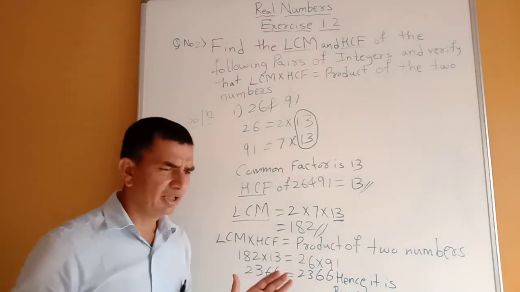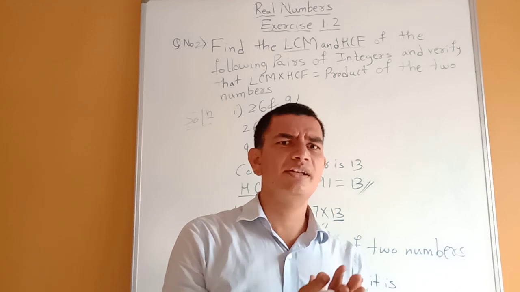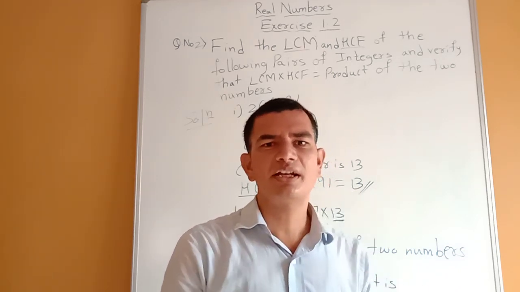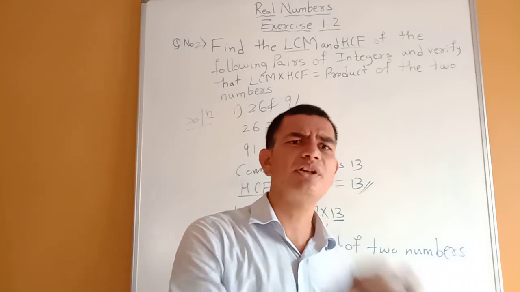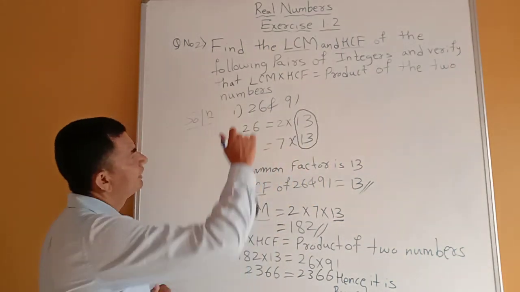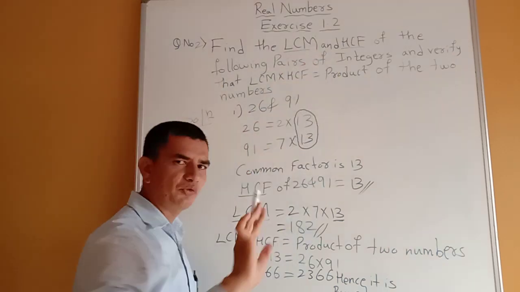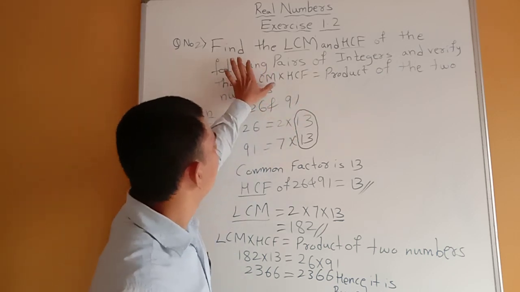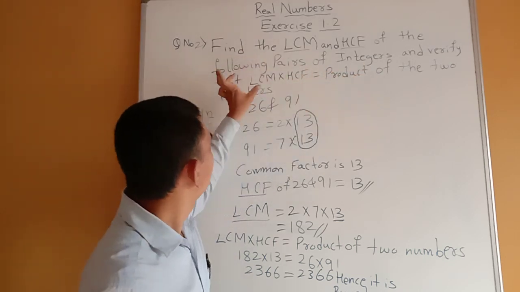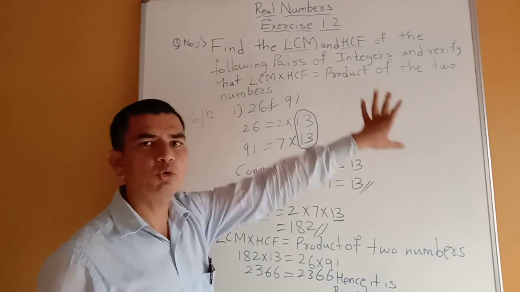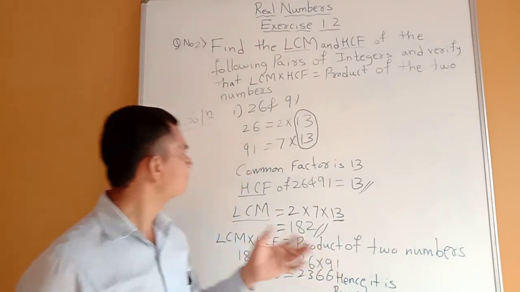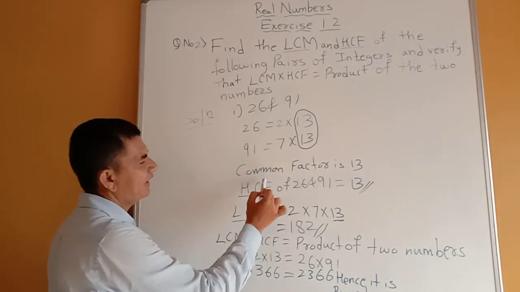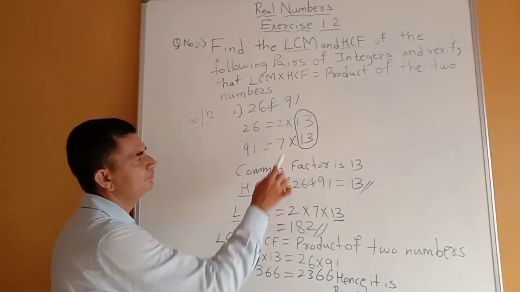Remember one thing: always understand the first sum clearly, then only can we go to the next easily. The first concept is very important; we have to understand the concepts. They have told us LCM and HCF. We have to find out the LCM and HCF, and after that, they have told us to verify that LCM into HCF is equal to the product of two numbers. After getting the answers, we have to verify. Let us see 26 and 91. We have to find out the HCF first, and after that, the LCM.